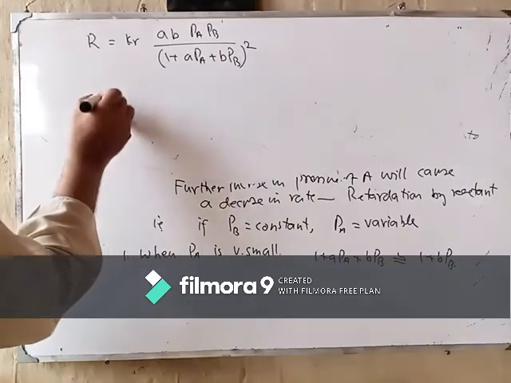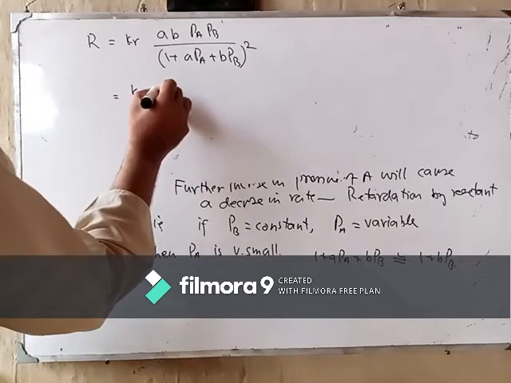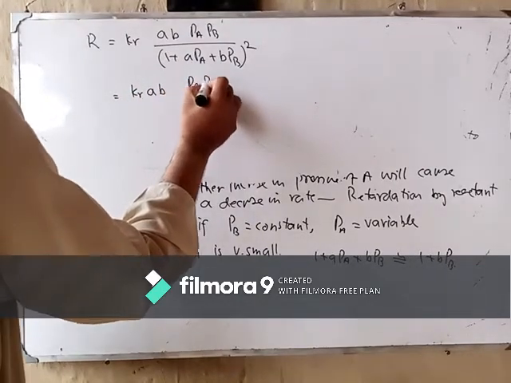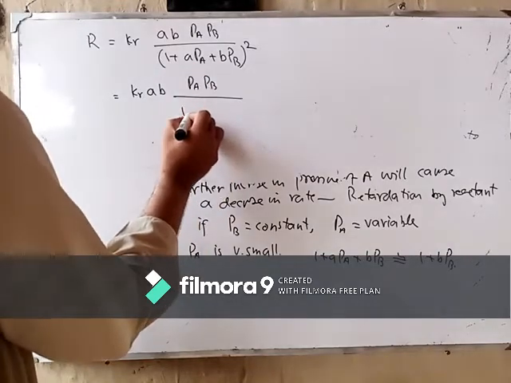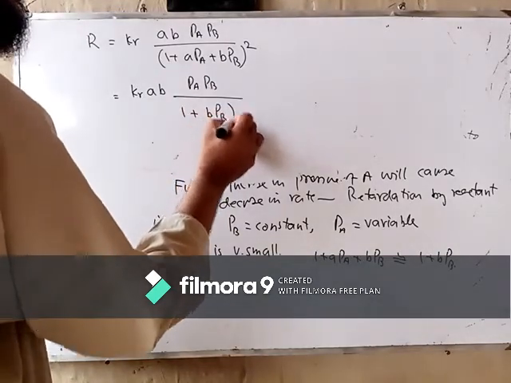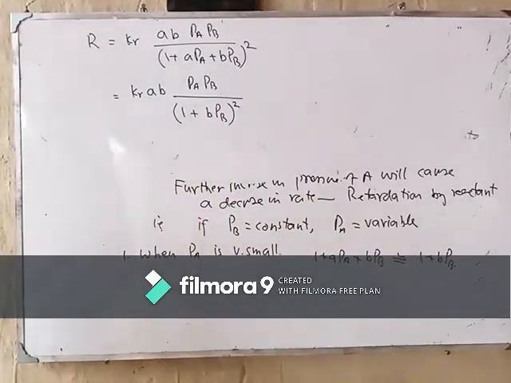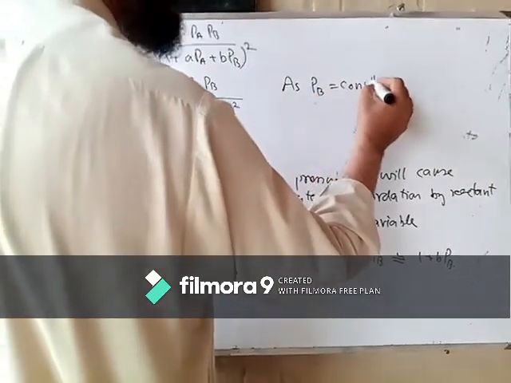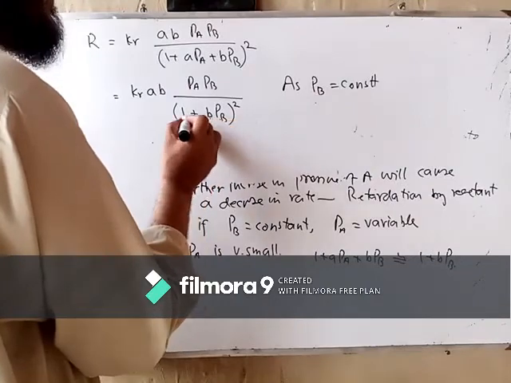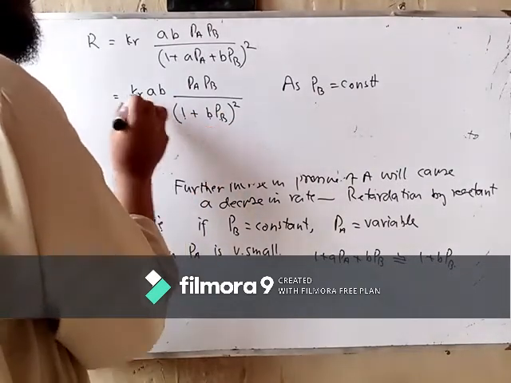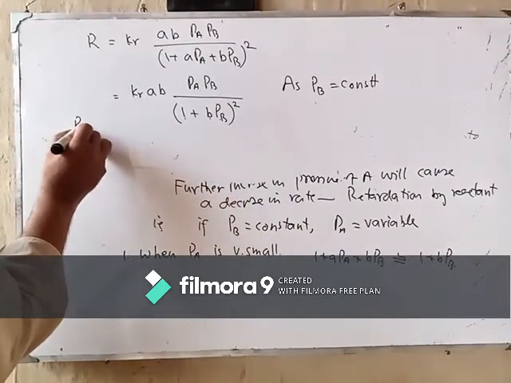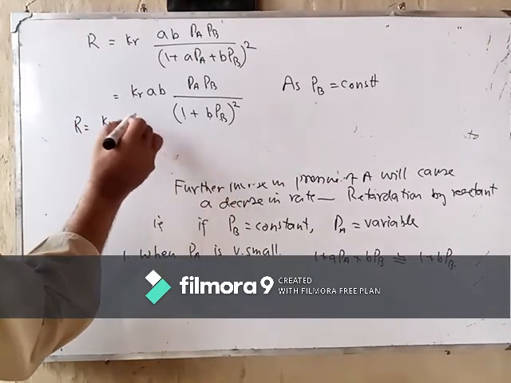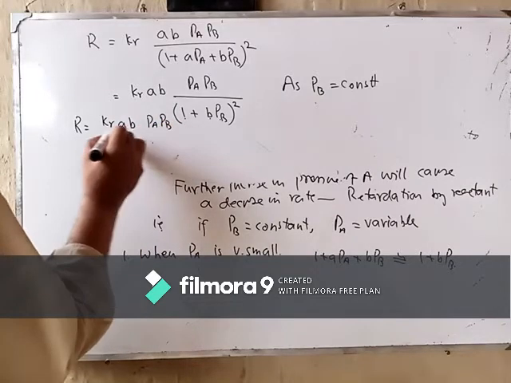So we get rate is equal to k_r a_B P_A P_B divided by (1 + a_B P_B) squared, ये हो जाएगा. अब चूंकि P_B constant है, pressure of B is constant, as P_B हमने constant रखा है, तो ये कांस्टेंट है, a_B already constant है, तो ये सारे कांस्टेंट हो जाएंगे. और ये k_r और a_B ये भी कांस्टेंट है, यानी ये लिख सकते हैं rate = k_r a_B P_A P_B divided by constant.